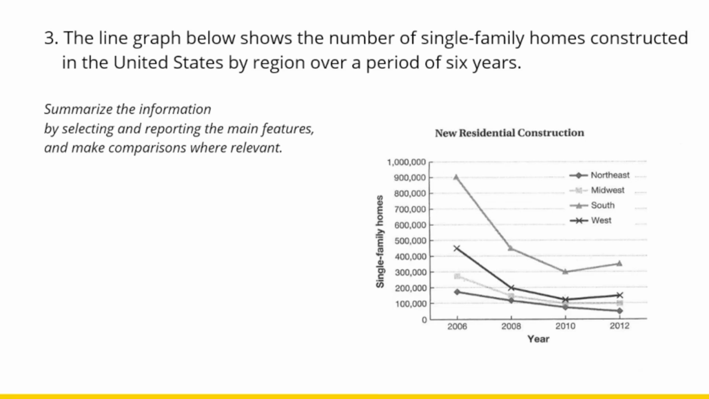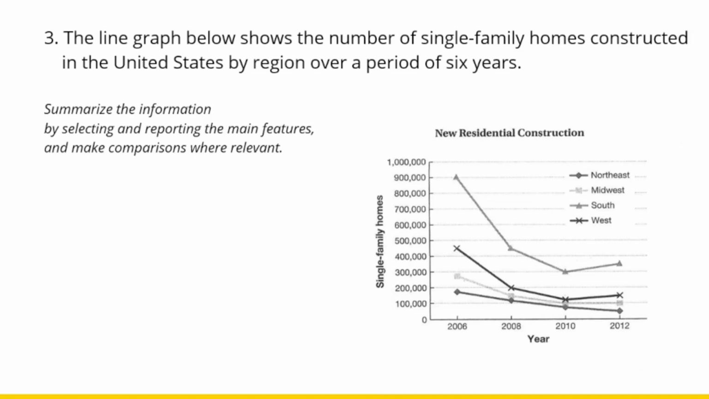So I'm going to read it. The line graph below shows a number of single-family homes constructed in the United States by region over a period of 6 years. So now you have a little bit better idea, and you also know that all this happened in the United States. So let's take a look. We have our title. Always make sure you read it. New residential construction. We have different years from 2006 until 2012. And we have these numbers.